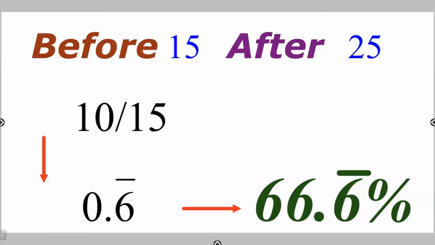And what happens is when you have, yes. I have a question. Go ahead. Why did you put 10 over 15?